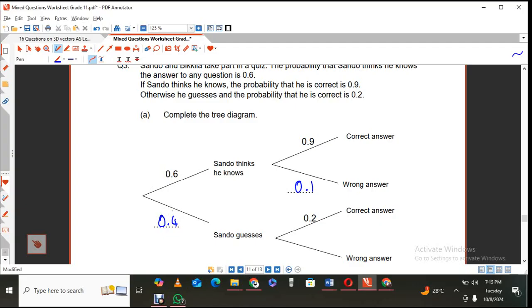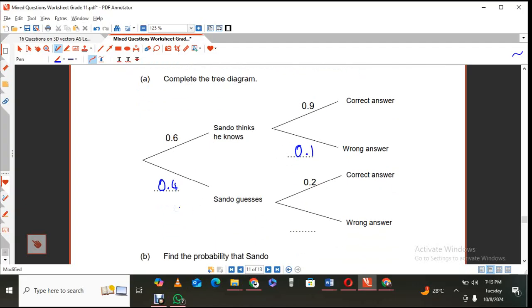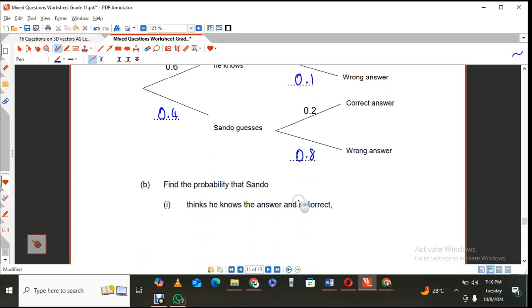Otherwise, he guesses and the probability that he is correct is 0.2. So if that is 0.2, then this one here will be 0.8. Okay, you always have to add up to 1. Good. Now, we can actually answer the questions from there. It says, part B, find the probability that Sando thinks he knows the answer.